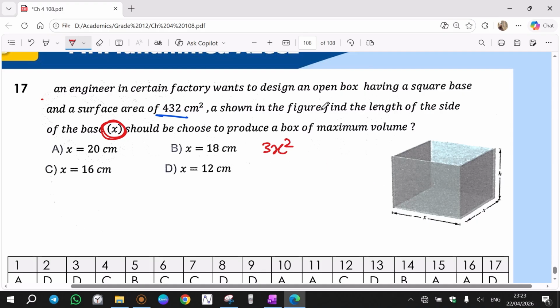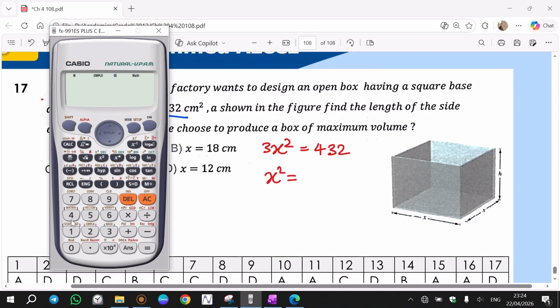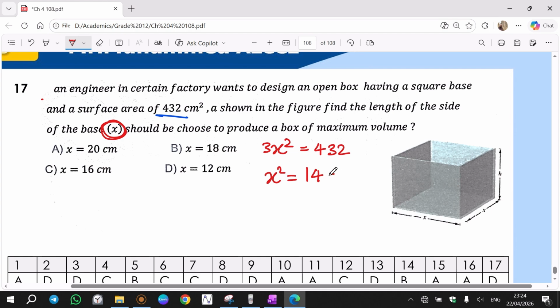3x squared. Always, when you see this open box question, write 3x squared. 3x squared equal to 432. Now divide both sides by 3. X squared equal to 432 divided by 3 is 144, but we don't have time for silly mistakes. 432 divided by 3 is 144. And then take square root, x equal to 12. As I said, why not positive negative 12? Because x represents length and width of the box, so x must be positive. X equal to 12 is option D.